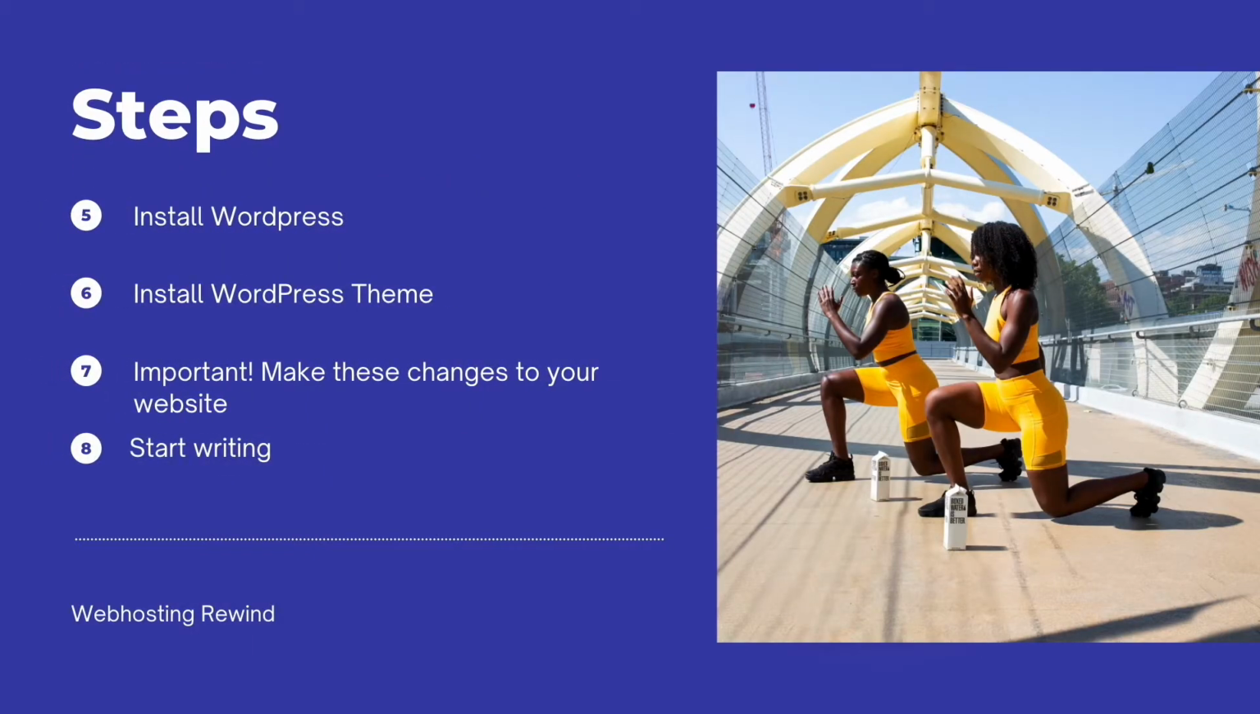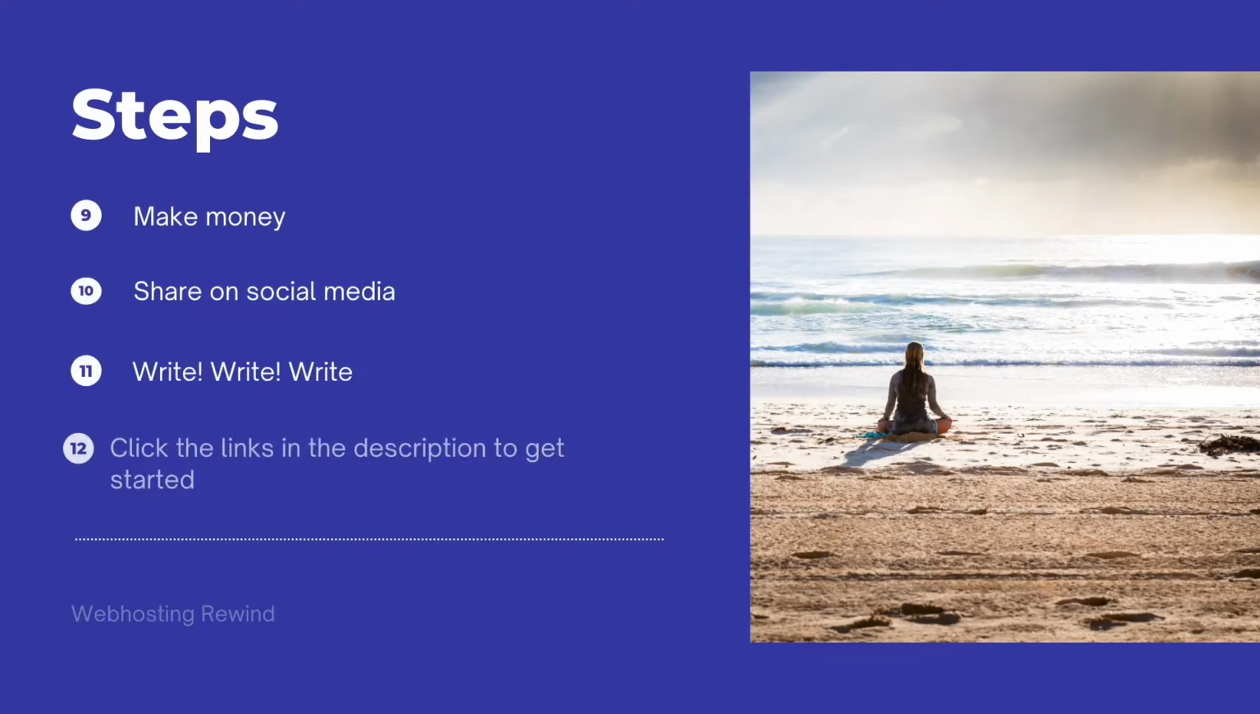In addition, we are going to install WordPress. I'm going to talk a little bit about what WordPress is, how to get a free and premium WordPress theme, the important changes that you have to make to your website so that you can start getting traffic, how to start writing. In addition, we're going to talk about different ways to make money, why you need to share your content on social media, and about how many blog posts that you need to write before you decide if this is right for you.